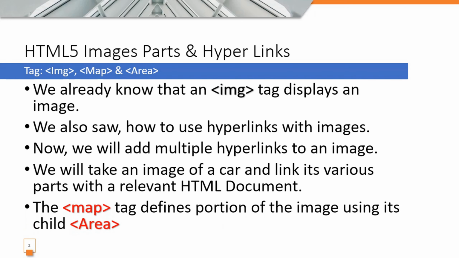The map tag defines portions of the image using its child area. So map is one tag and area is a child tag. So the map tag will contain multiple areas based on how many areas you are going to define for your image. And we will give a name to this map, then we can link this name with our original image.